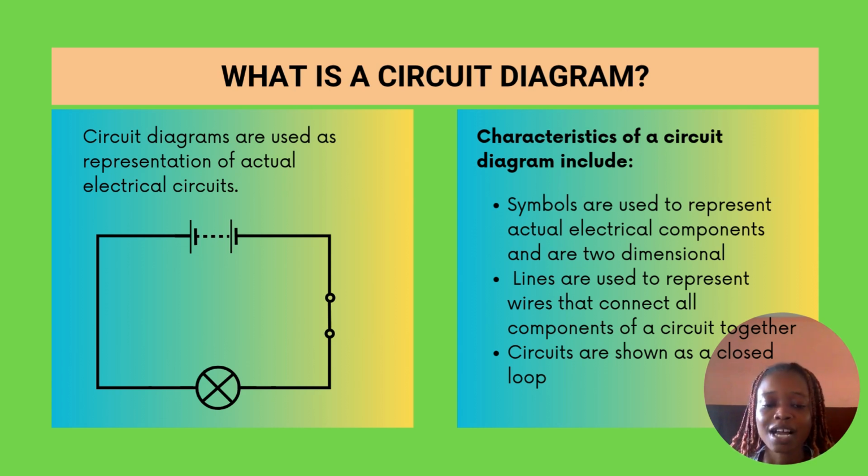So some of the characteristics of a circuit diagram are that symbols are used to represent actual electrical components. Lines are used to represent wires that connect all components, and circuits are shown as a closed loop. If you can see the loops on your screen, you can see that they are closed to tell you that this circuit is closed and electricity can flow properly through.